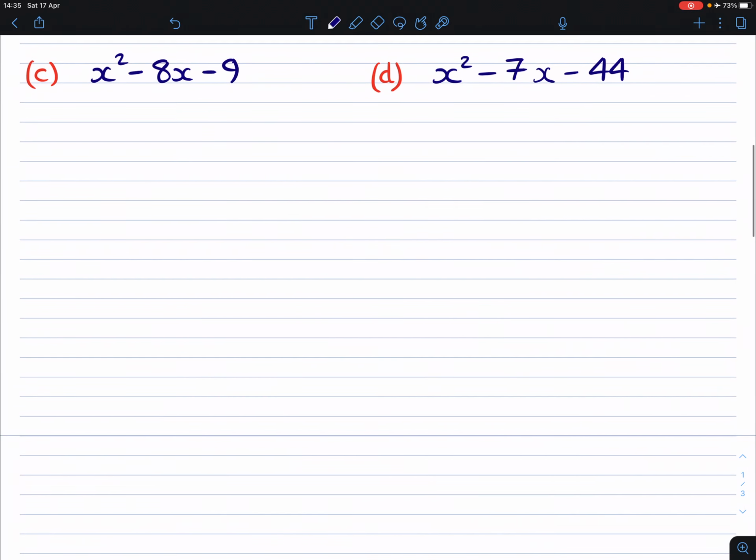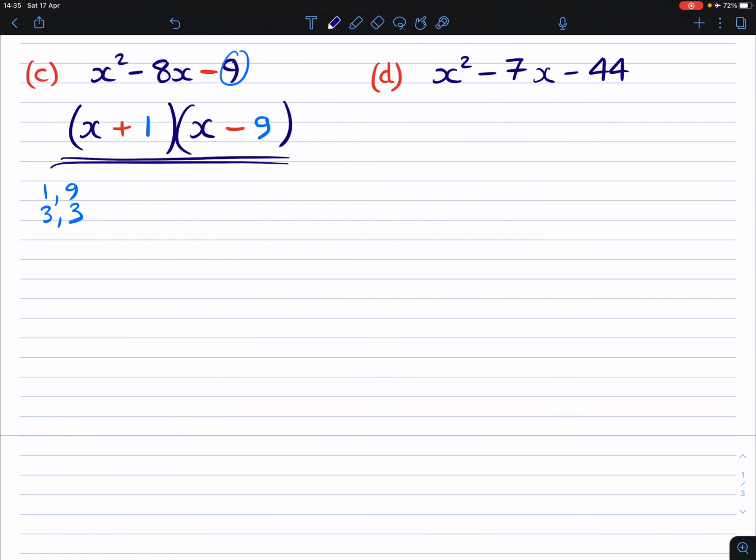Next one: x squared minus 8x minus 9. Nothing in common, so we look to see if we can factorize into double brackets. X times x makes x squared. To get a negative 9, they will have to be different signs, so I'll do that now. Factors of 9: 1 and 9, 3 and 3. Inputting them, plus 1 take away 9 is how we're going to end up with this minus 8. So that is our answer for this one.